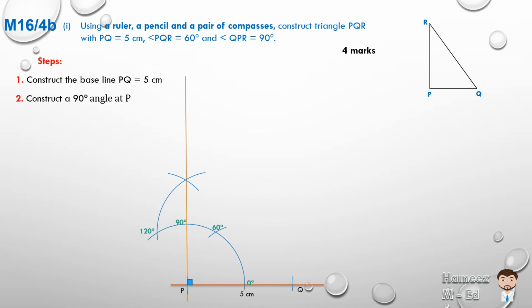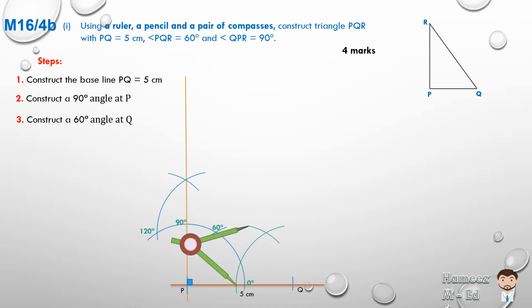Now, step 3, construct a 60-degree angle at Q. So let's go to Q, any length for the compass, it doesn't matter, but don't let it change. And we rest our metal point on Q and we scribe an arc upwards. So we're making a protractor on the left-hand side now. And we rest our metal point at where it intersected, where the 0 mark would be if we had our protractor there.